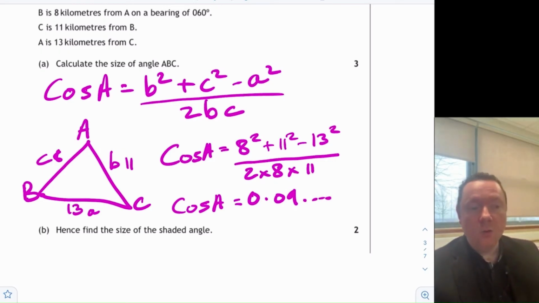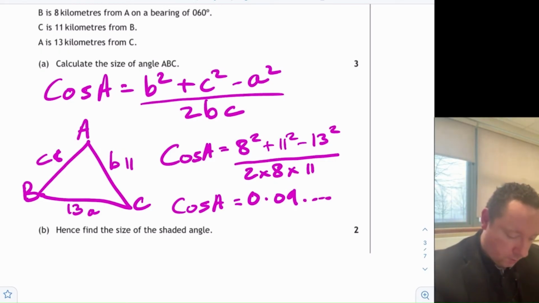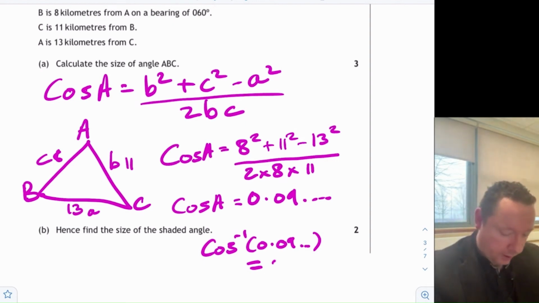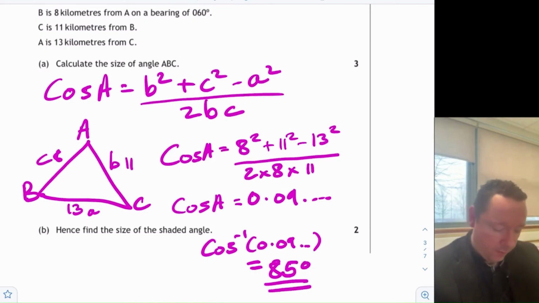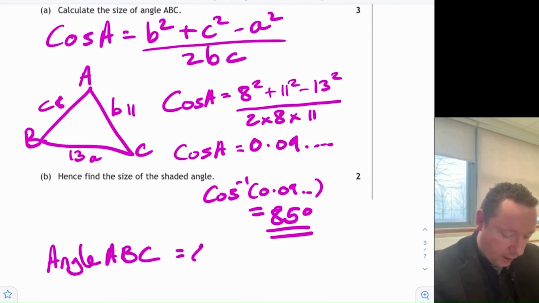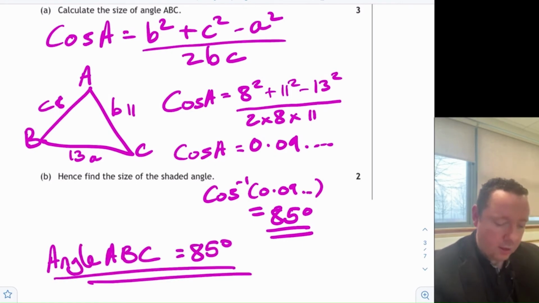So then to get an angle, we need to do the inverse cos. So the inverse cos of 0.09 equals 85 or 84.8. So 85 degrees would be a reasonable degree of accuracy, or if you got 84.8, that would be fine. So just to answer the question, remember they said angle ABC. I would then write, to be very clear, angle ABC equals 85 degrees. And we're done there.